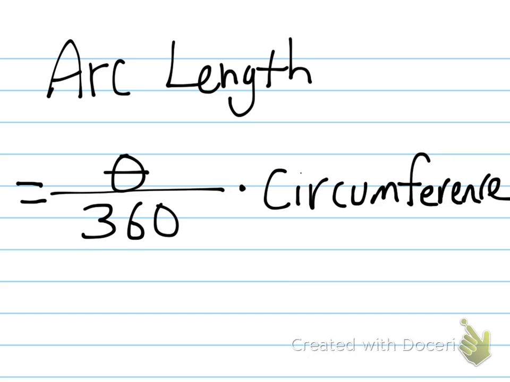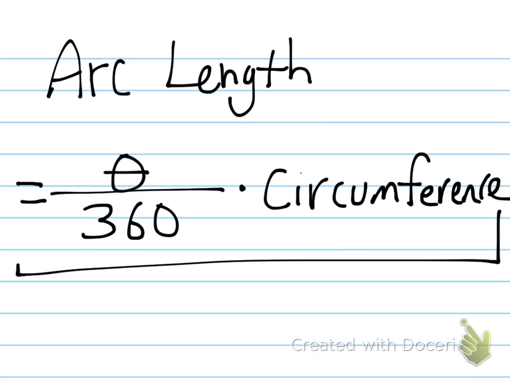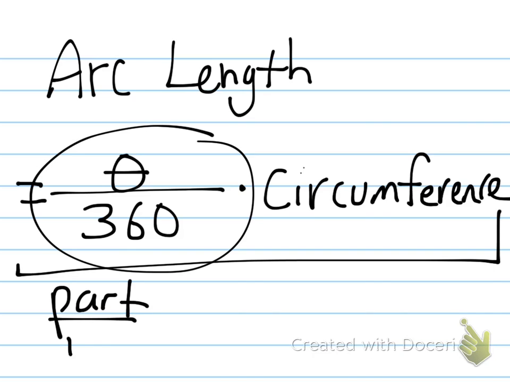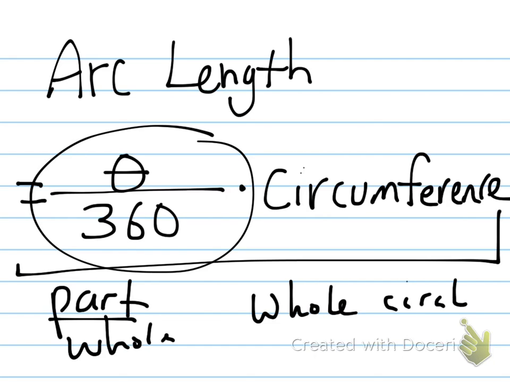This formula is already on your foldable, and if you have been taking notes on previous videos, you've already actually seen this formula and an example, but I wanted to give you another one. Theta over 360, that represents part over whole. Circumference represents the whole circle, all the way around, and of course the wholes would cancel, leaving us with just the part. And that is why this formula works.